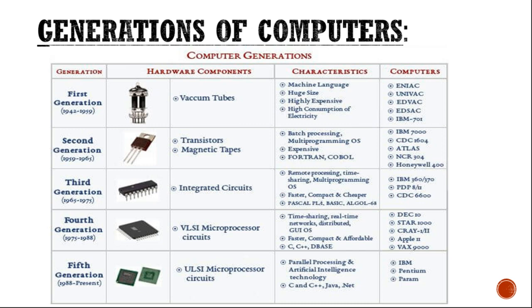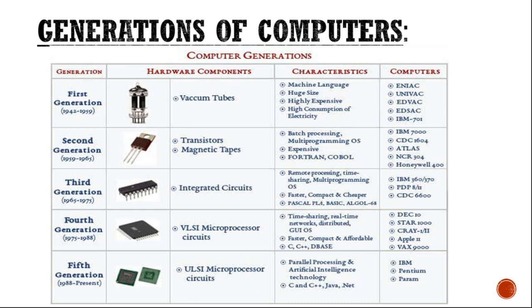The first generation, which was from 1942 to 1959, had vacuum tubes as the main hardware component. The main characteristic was that it was huge in size, highly expensive, and electricity consumption was very high. The second generation lasted from 1959 to 1965. Transistors and magnetic tapes were the main hardware components.